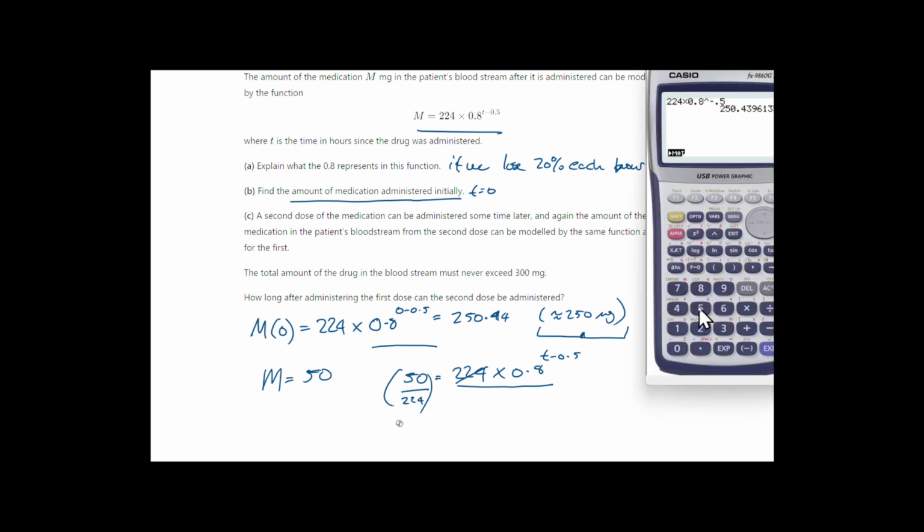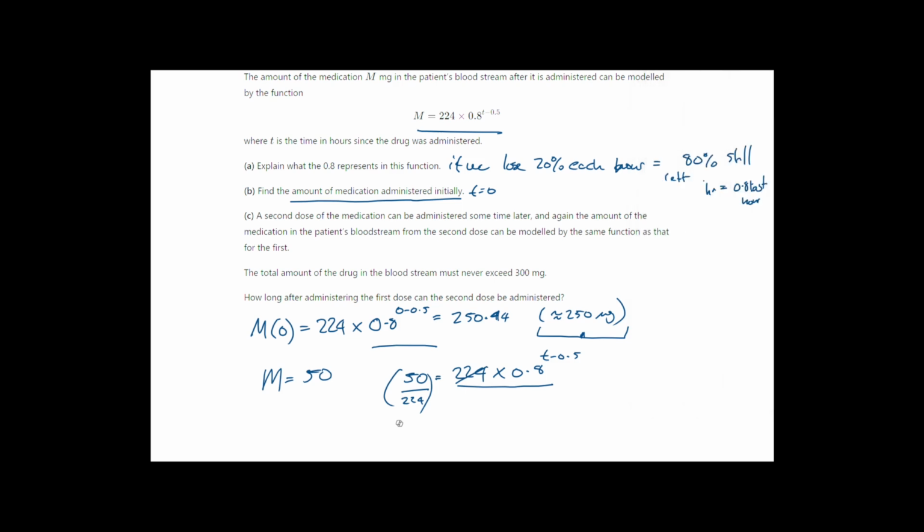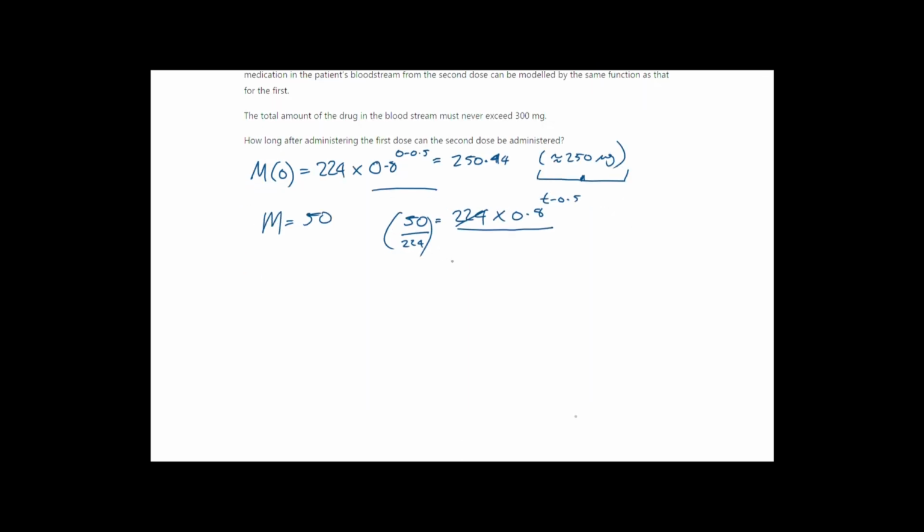So 50, they're going to be a nice 25 over 112. Not really, just keep it like that. So we want a bit of room. So 0.8 to the power of t minus 0.5 equals 50 over 224, and let's take the natural log.